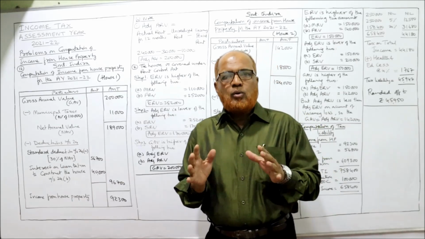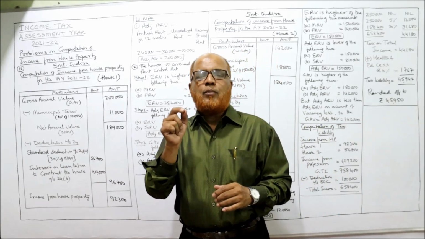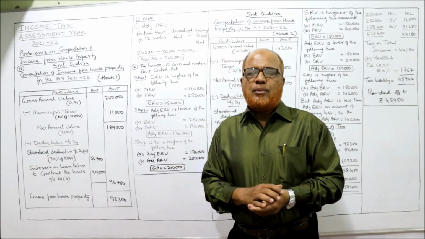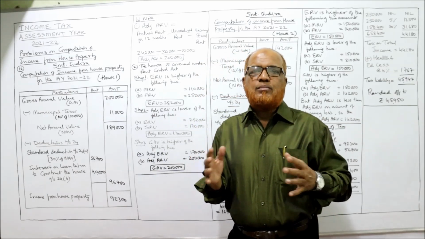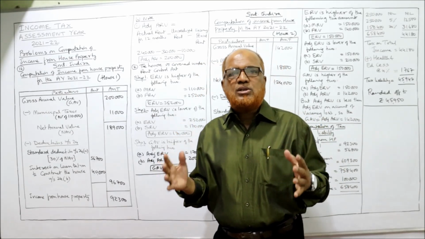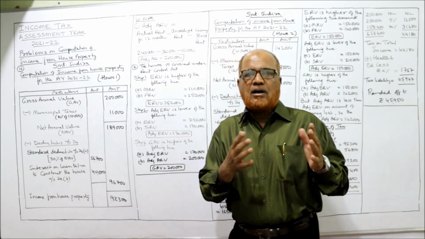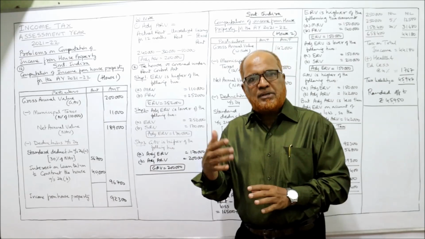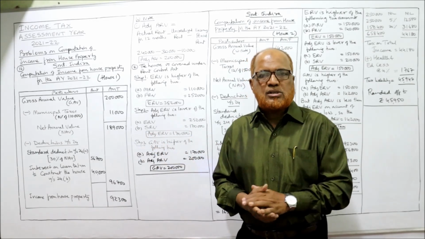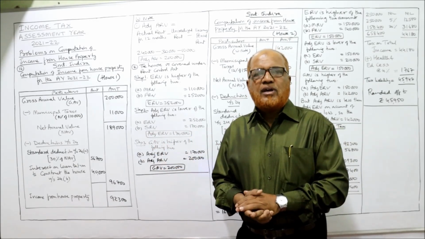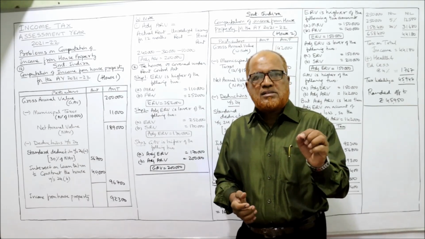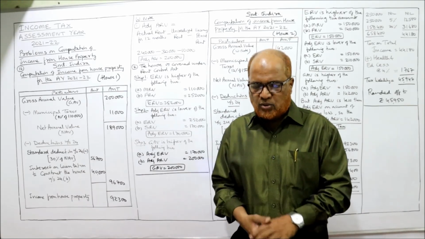Always keep a notebook beside you and note down the points whatever I am telling, because income tax is a vast subject. So many provisions you have to remember for computing income under different heads: income from salary, income from house property, then business and profession, capital gain, other sources. So many things are there, so we cannot remember all at a time. Always keep a notebook, make a point of it.